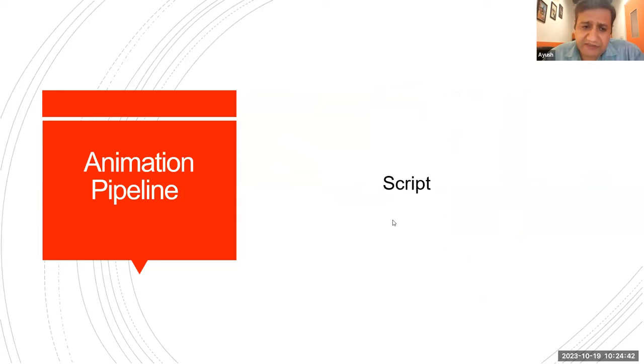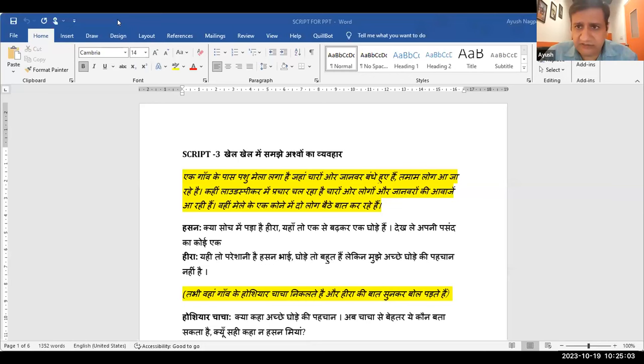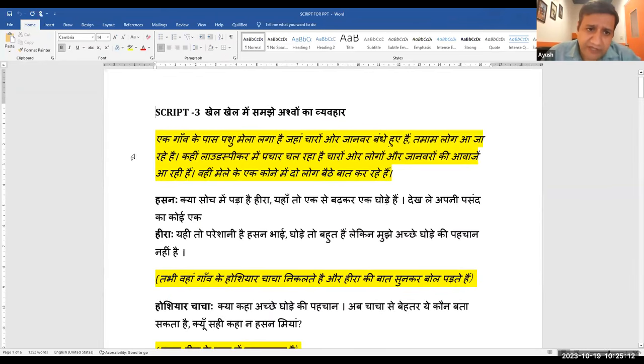Now, next is we make a script. So when we are making a script, I'll just show you one example of a script also. You see, this is a script. This one is in Hindi, it can be in any language. Now, what is important to learn is, I'll just read out just a bit of it. I hope it won't be very difficult.